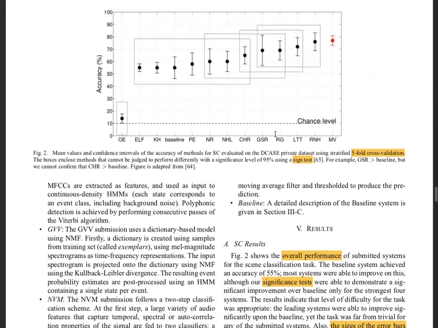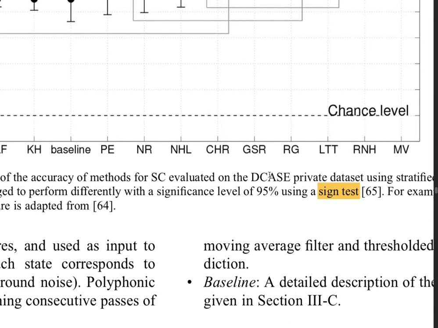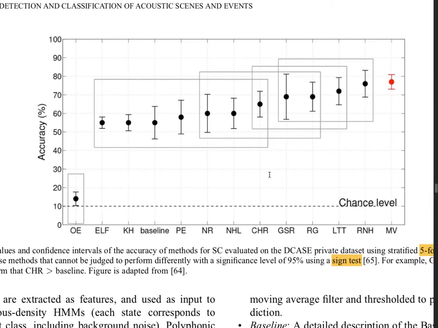The overall results for the scene classification task are given here. So you can see on the x-axis, we have the different algorithms which were submitted by different research groups. Maybe I'll make it a little bit bigger. On the y-axis, we have the accuracy obtained by these algorithms. Let us say my test set has 100 files. How do I measure the accuracy? I have some metric, some method to compute accuracy.